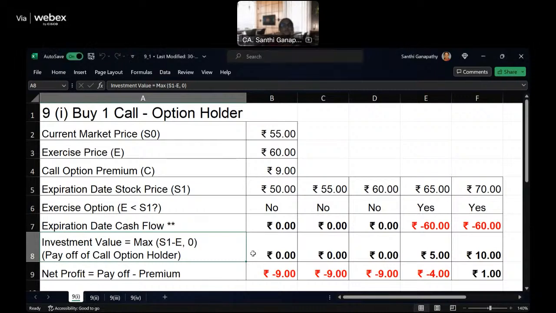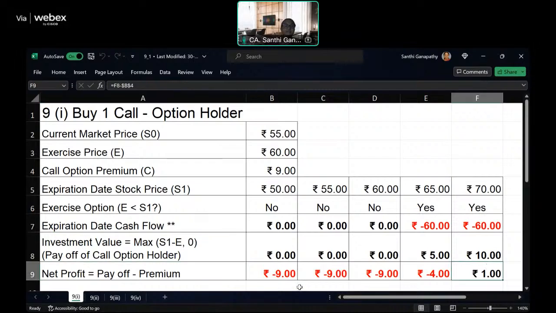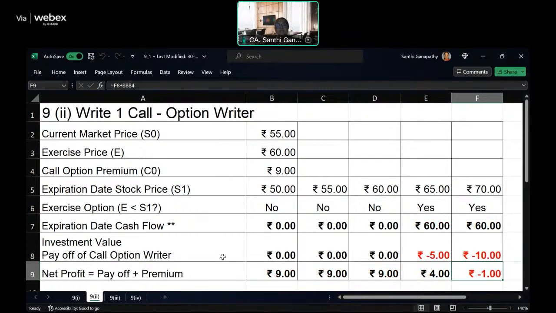Now, this is from the point of view of the holder. Writer is just the mirror image of this. If you have a loss of 9 here, writer will have a profit of 9. If you have a loss of 4 here, writer will have a profit of 4. If you have a profit of 1 here, writer will have a loss of 1. It is just the other effect. Now, once you have constructed this for a holder, writer is very easy.